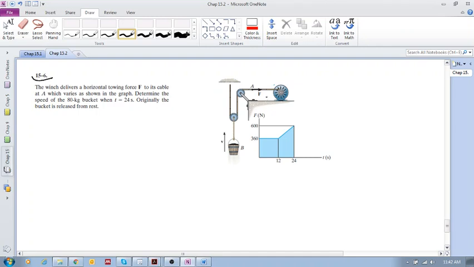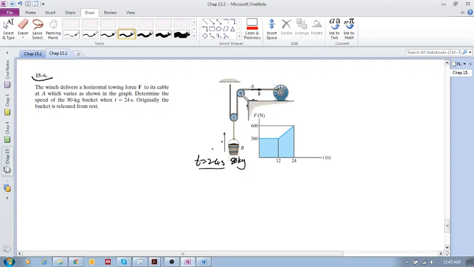And this force varies as shown in this graph. There's a force-time graph, and for the first 12 seconds there is a constant force of 360 Newton. Then from 12 to 24 seconds it increases linearly from 360 to 600. It's a force-time curve. Determine the speed of the 80 kilogram bucket at time equals 24 seconds.